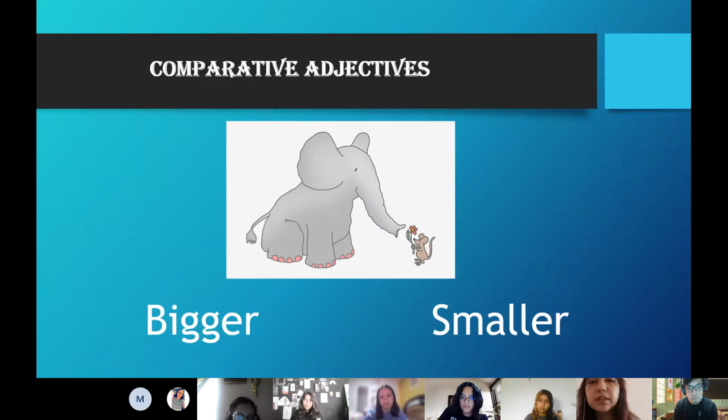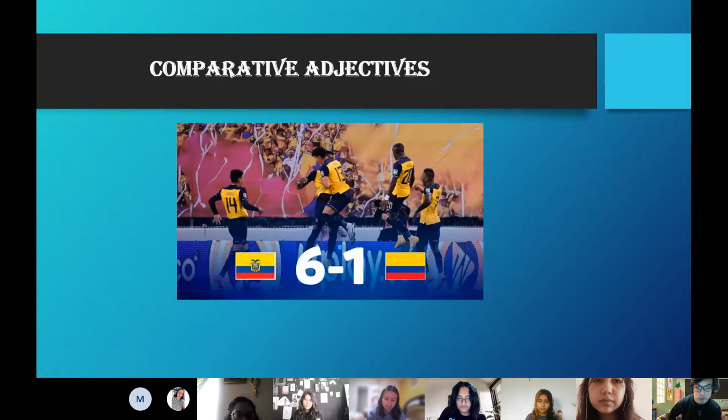For example, the elephant is taller than the mouse. Okay, than the mouse. Yes, the sentence is right, but instead of taller, you can use bigger. En vez de taller, you can use bigger because it's an animal. Very good. What about the next?